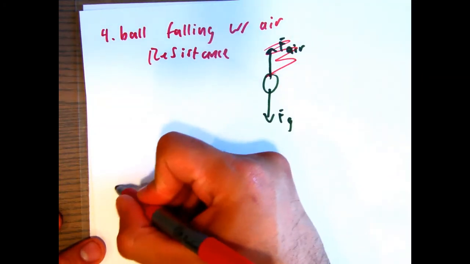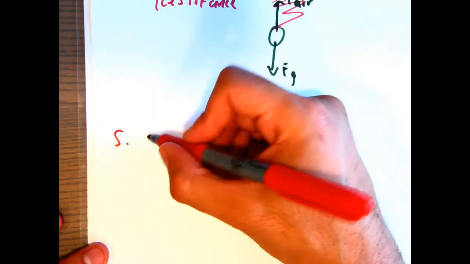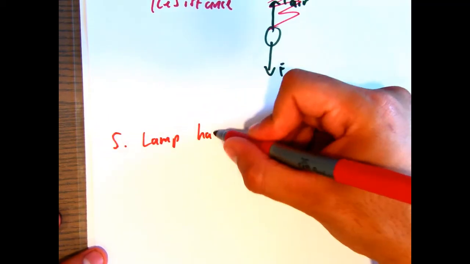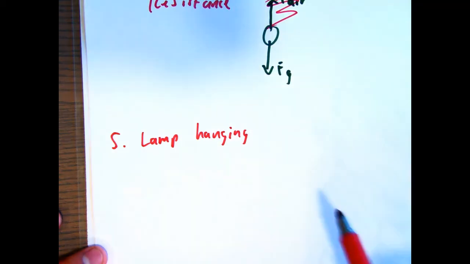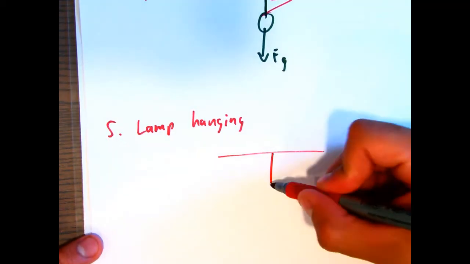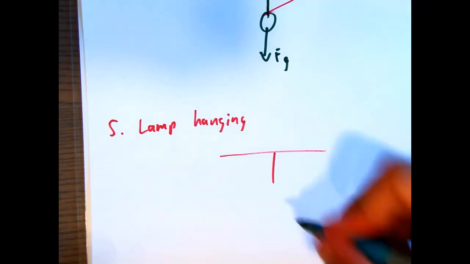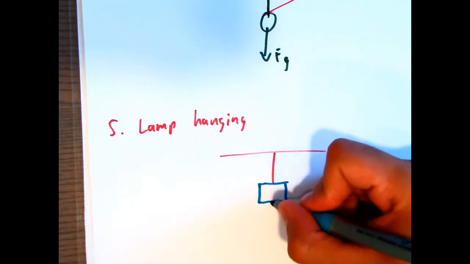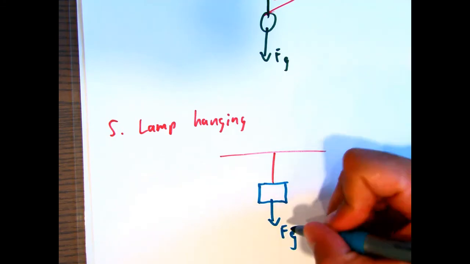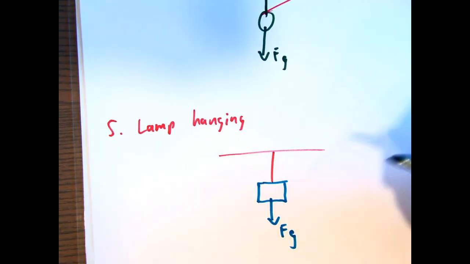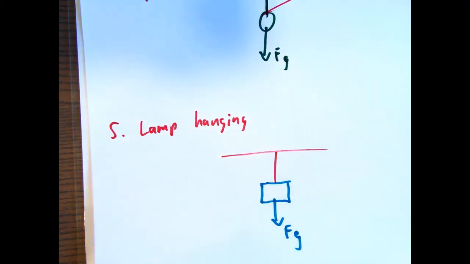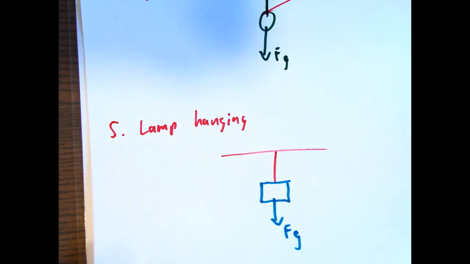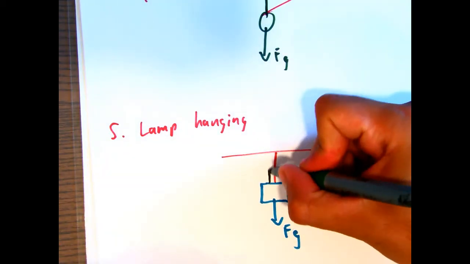All right, let's do number 5. Last problem. Let's say we have a lamp hanging, right? So we have a lamp hanging, and we're showing the forces on this lamp here, on this blue object. Well, we have gravity, obviously, right? And this lamp, it's not moving, it's not falling. So whatever force is opposite to gravity should be equal. So we know there's a force that's equal to it but opposite.